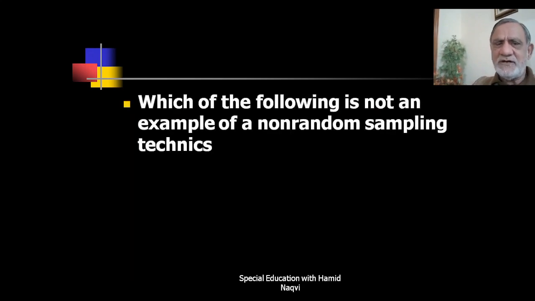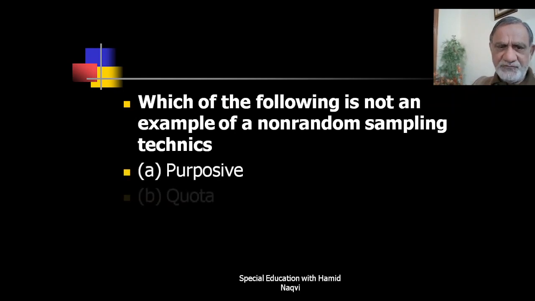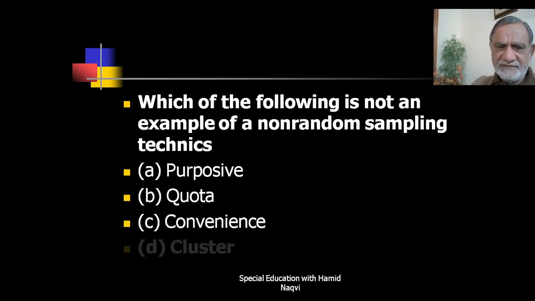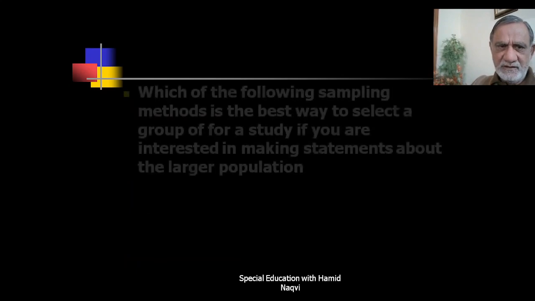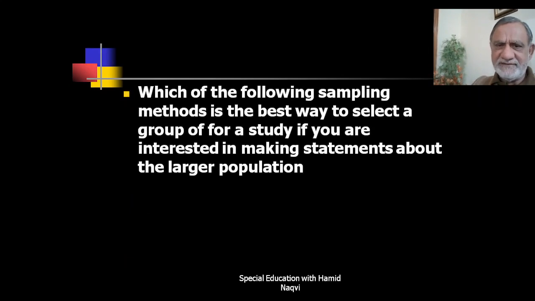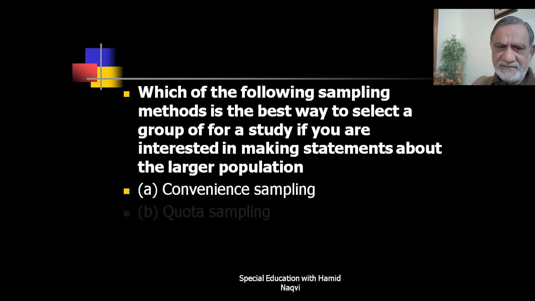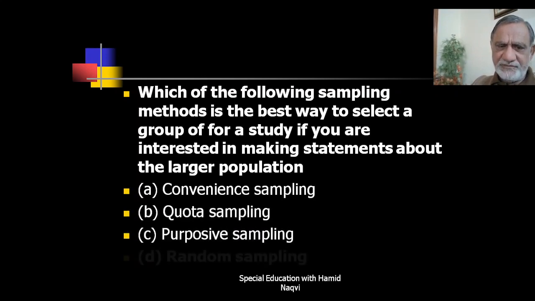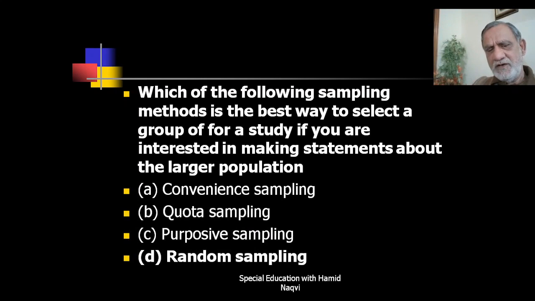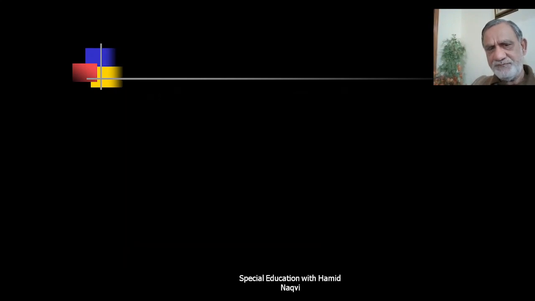Which of the following is not an example of non-random sampling techniques? Purposive, quota, convenience, or cluster? Last one, again, cluster is the right answer. Which of the following sampling methods is the best way to select a group for a study if you are interested in making statements about the larger population? Convenience sampling, quota sampling, purposive sampling, or random sampling? Last one, random sampling is correct.